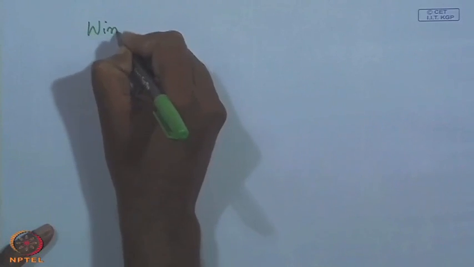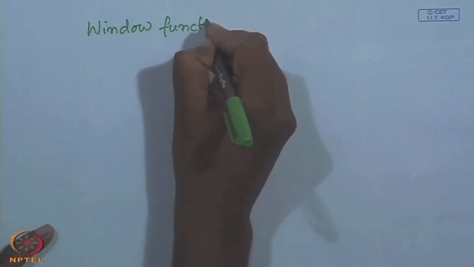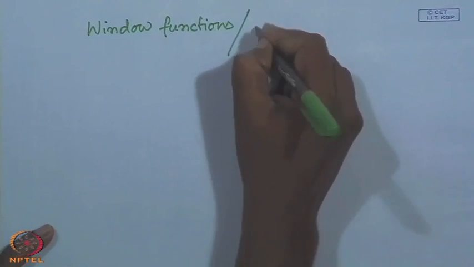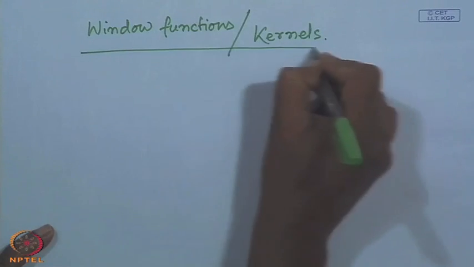Instead of the delta function, I can use some other functions called window functions or kernels, which can help us to estimate the continuous probability density function in a smooth way. Of course, they have to be properly normalized so that the total area remains equal to 1.